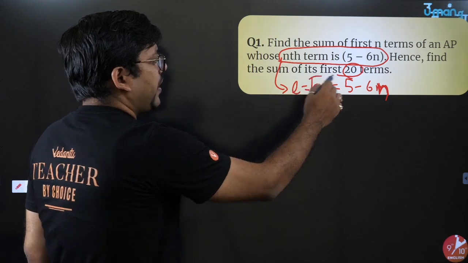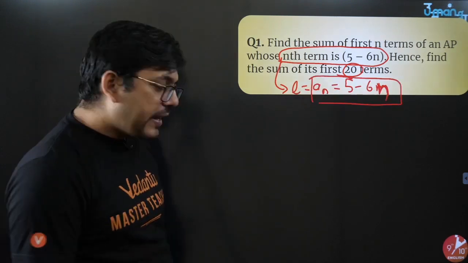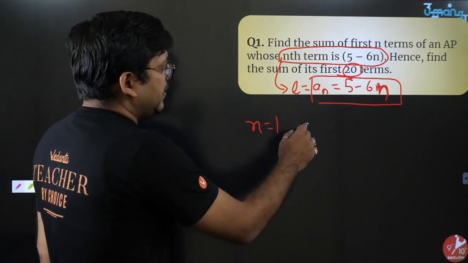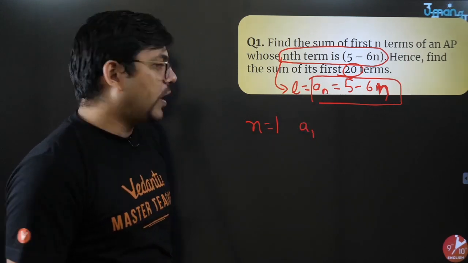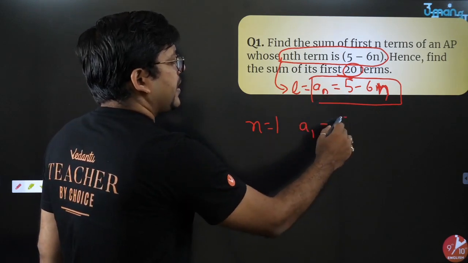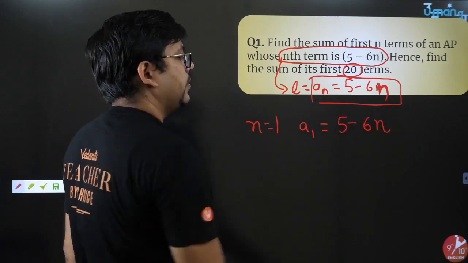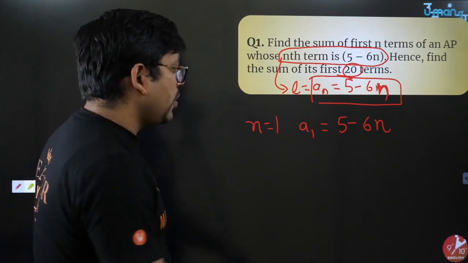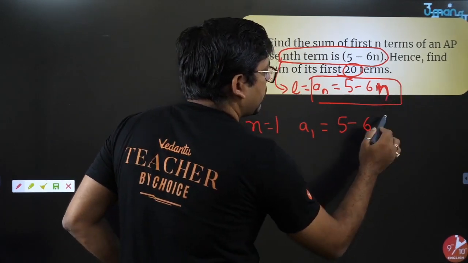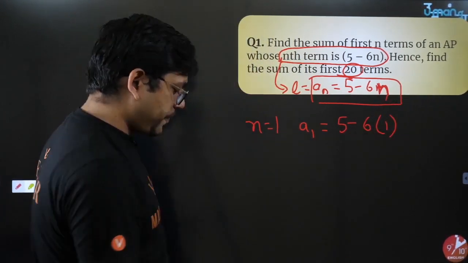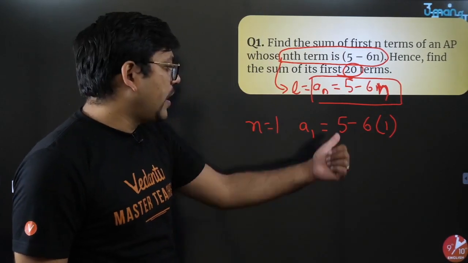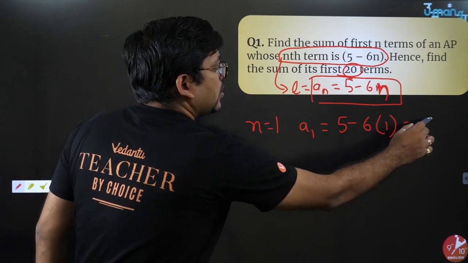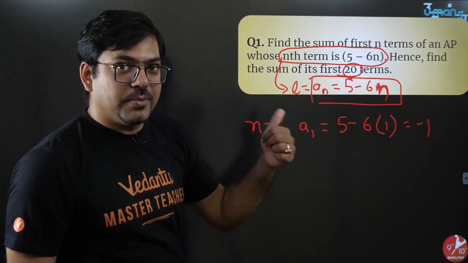We have the formula a_n is equal to 5 minus 6n. In this, if I put n equals 1, that will give me a1. So a1 will be equal to 5 minus 6n. Very sorry, here you have to put, in place of n, you will be putting 1. So we have 5 minus 6 into 1, and hence, if we calculate it, we'll get minus 1. So this is the value of the first term a1.